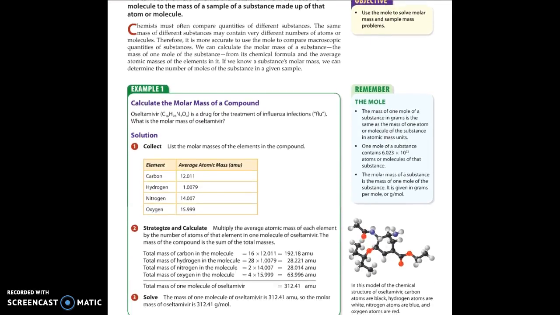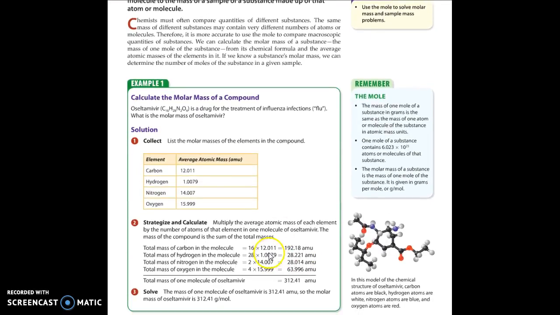And so we need to take the mass of carbon, and the fact that there's 16 atoms, we have to multiply that by 16. So we have to account for all 16 atoms. So just the carbon is 192.18 AMUs. And in this, I don't like how they did it in AMUs. I would have just done it in grams. Hydrogen, there's 28. Each one weighs 1.01, so we get 28.221.